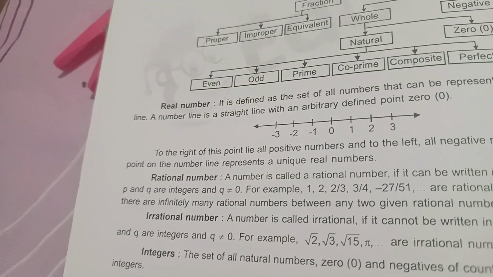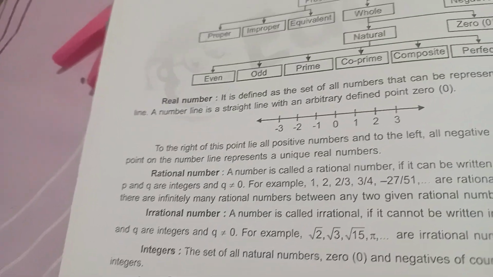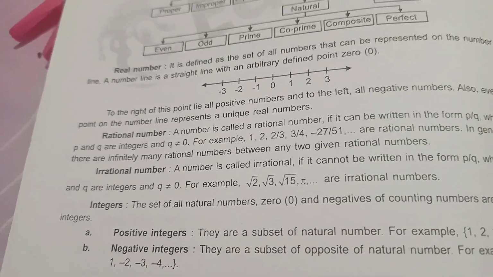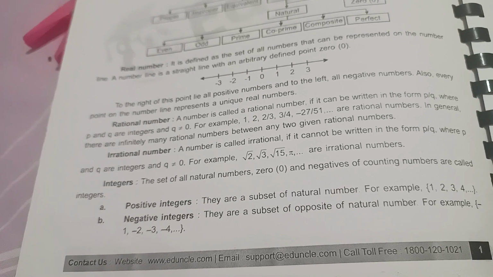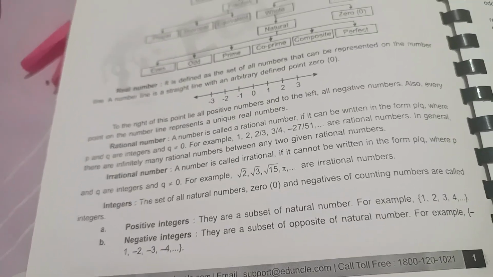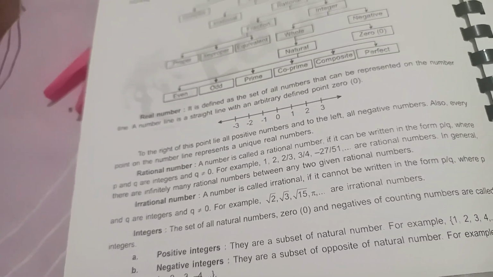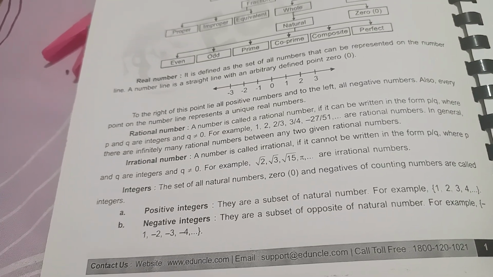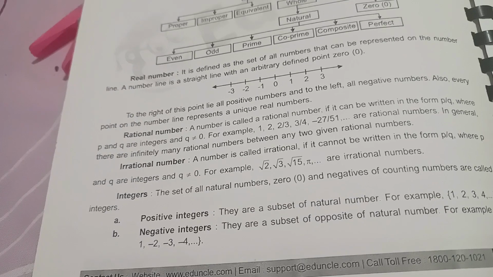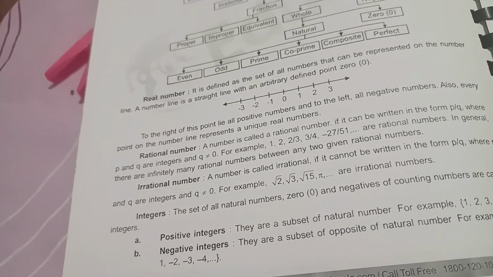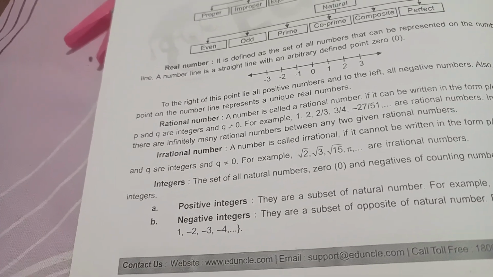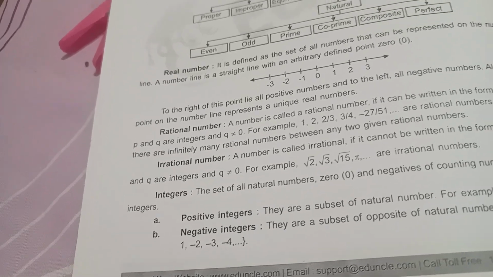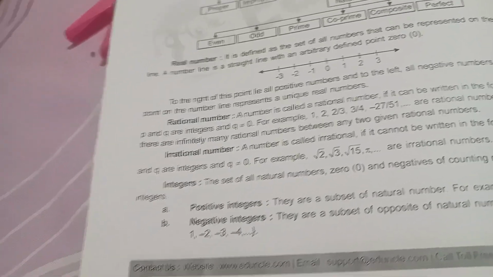Integers. The set of all natural numbers, 0 and negatives of counting numbers are called integers. Positive integers and negative integers. Positive means 1, 2, 3, 4, 5, like this. These are all natural numbers and positive integers. Negative integers means minus 1, minus 2, minus 3, minus 4. All these, like minus, are negative integers.